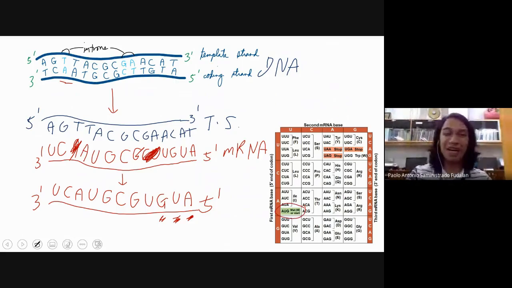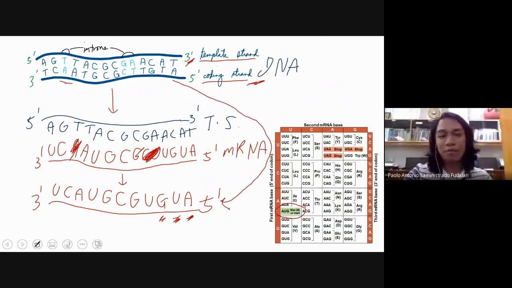So I have already transcribed my DNA here. So always remember, you transcribe the template strand starting from 3'. Another clue or another thing to note is that the coding strand is exactly the same as your mRNA, but the T's are replaced by U's, because wala namang thymine ang RNA. Okay, so that's the example.